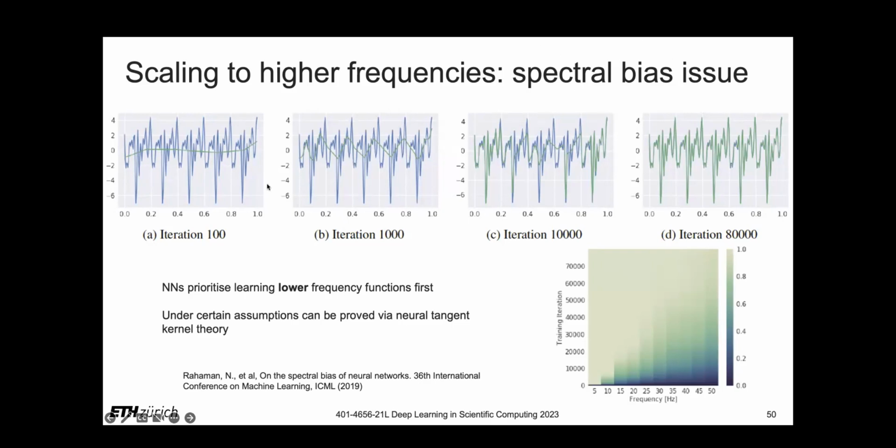Under certain assumptions, the convergence of the different frequencies can actually be proved under neural tangent kernel theory. This is a really interesting theoretical analysis of neural networks, and I definitely recommend having a read of these papers if you're interested. And so this is why early stopping works.